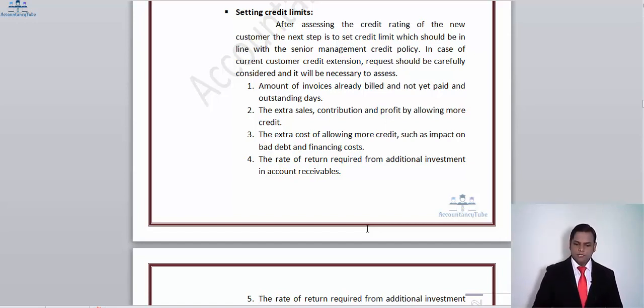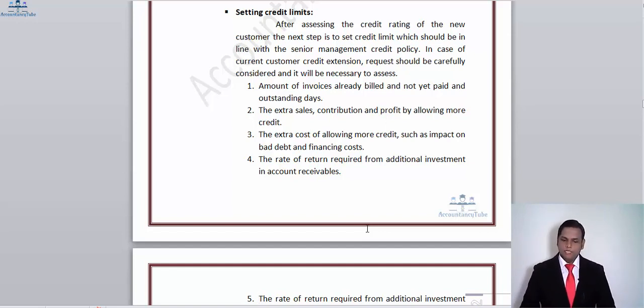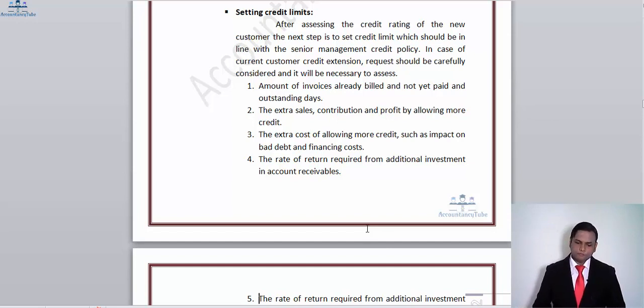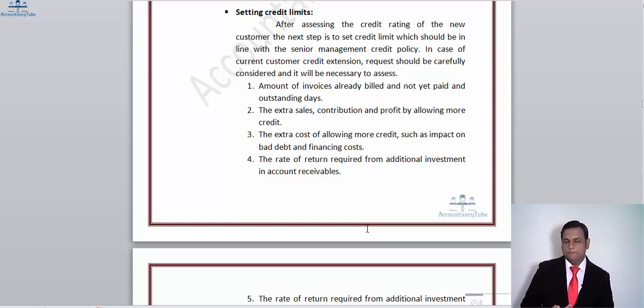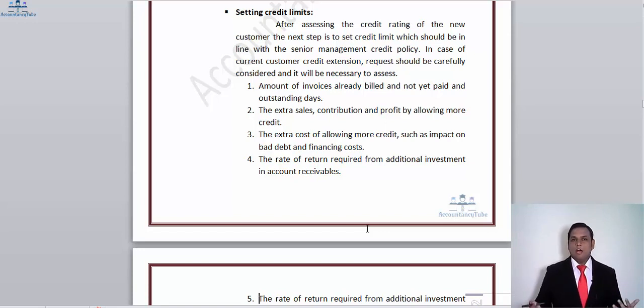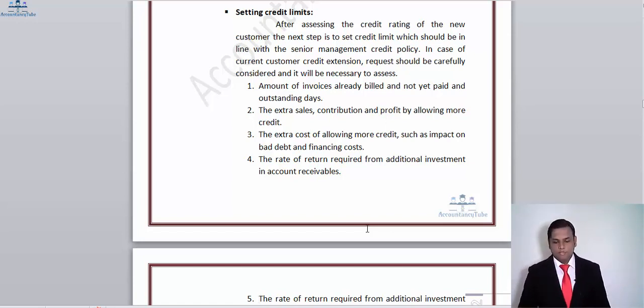In case of a current customer's credit extension, requests should be carefully considered, and it will be necessary to assess the amount of invoices already billed and not yet paid, and the outstanding date. What is the rate at which the customers pay us the money back, whether it's within the credit period allowed, or sometimes it goes out of the credit period allowed, and how soon they have paid us in circumstances, and how much delay they have made when we are doing business with them.